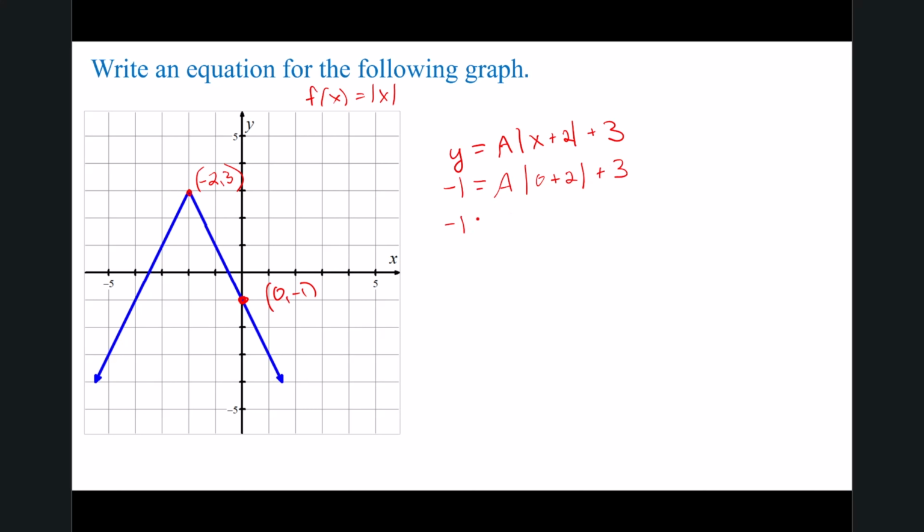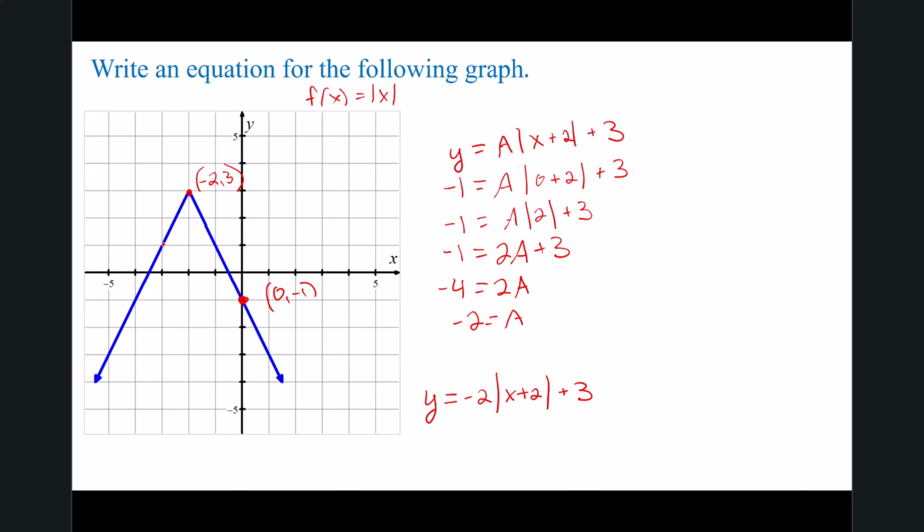So I have negative 1 equals a times the absolute value of 2, plus 3, or negative 1 equals 2a plus 3. Subtract 3 and I get negative 4 equals 2a. Divide by 2 and I get a equals negative 2. So my equation now is y equals negative 2 times the absolute value of x plus 2, and then plus 3. To double check that this works, let's find another point.